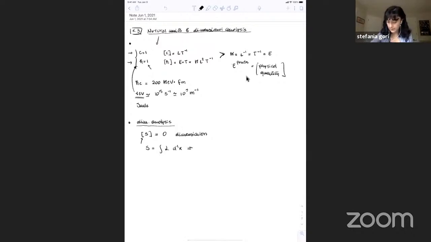And then from here we gather that the Lagrangian has dimension 4, so it is an energy to the 4th power. And then here let's play a little bit around with fields. So what is the dimension of fields?